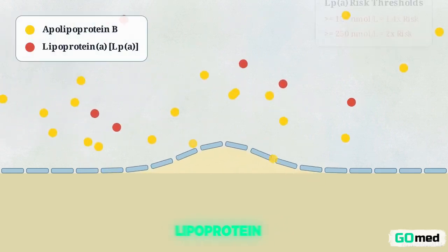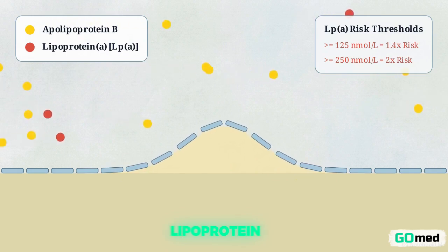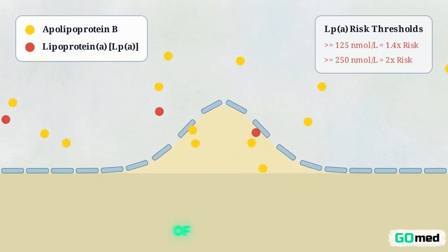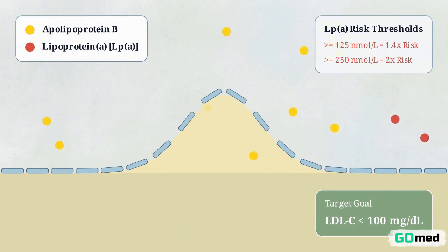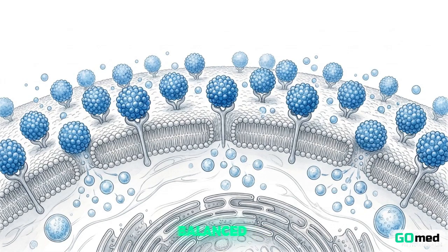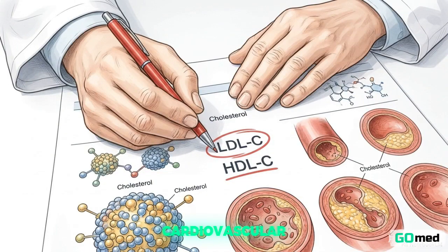Markers like apolipoprotein B and lipoprotein A offer a more precise count of the specific particles that drive this atherosclerotic process. These atherogenic markers are balanced by high-density lipoprotein, or HDL, which facilitates cholesterol transport, moving excess lipids back to the liver for excretion. Assessing cardiovascular risk requires weighing the balance between this lipid deposition and the body's capacity for clearance.